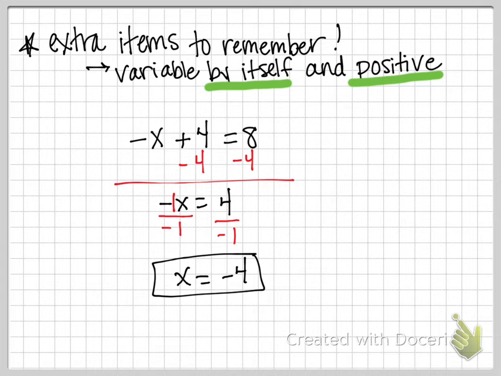Just when you come to this issue, which you will, and you end up with a negative variable, like negative x equals something, make sure you divide both sides by a negative and use your rules. If the signs are the same, it's positive. If the signs are different, it's negative for multiplication and division. All right.